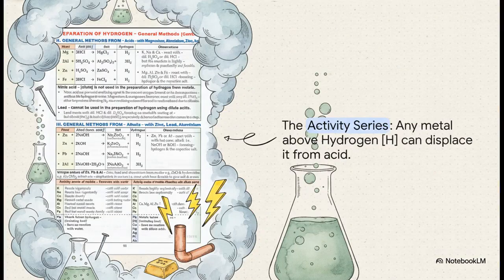The reason this works is because of something chemists call the activity series. You can think of it like a power ranking for elements. And if you look at the list, any metal above hydrogen, we're talking zinc, iron, magnesium, is strong enough to do the job. But anything below it, like copper, nope, not going to happen. It's a super simple but really powerful way to predict what's going to work.